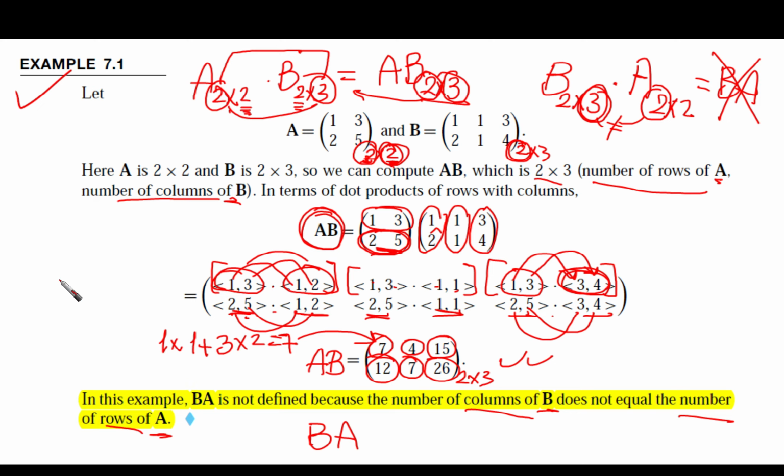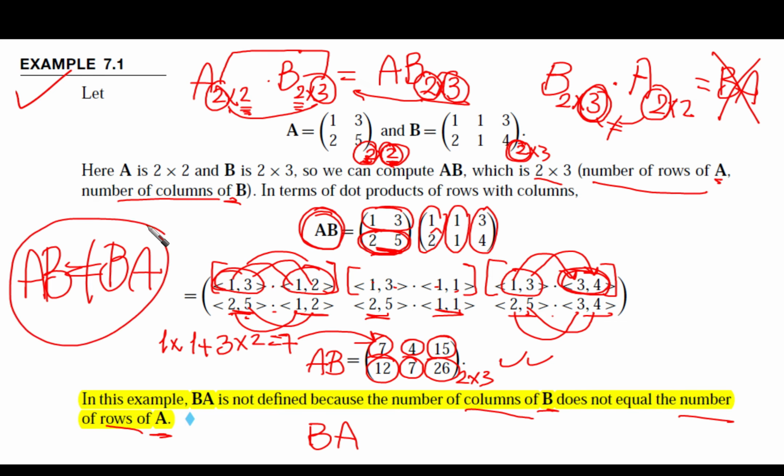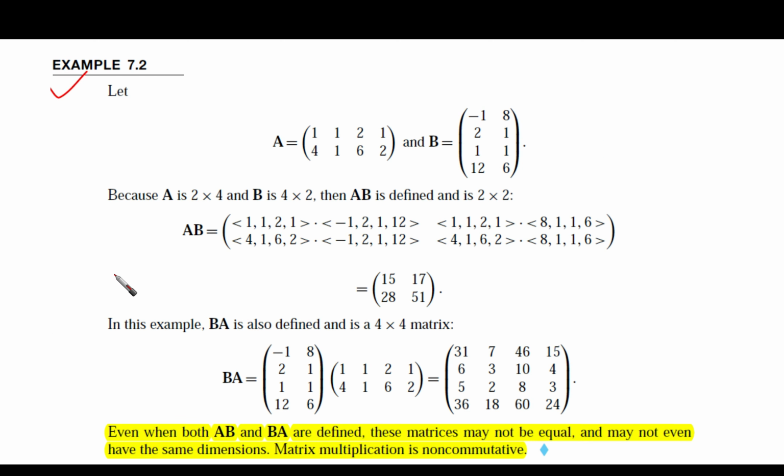So, as we are going to see, AB does not equal BA. It's not like numbers. Okay? It is not like numbers. Remember that well. Okay. Now let's go to the next part, which is another example that we need to know.